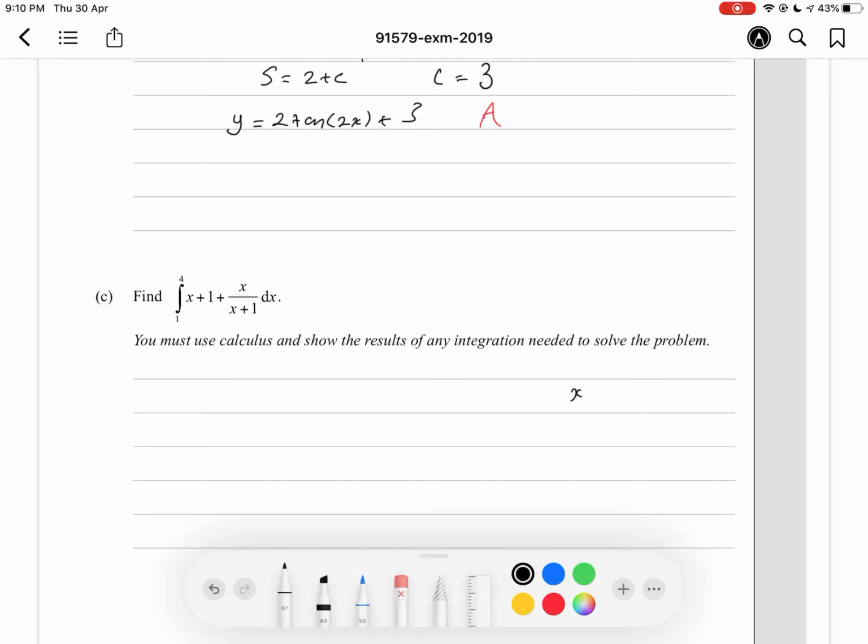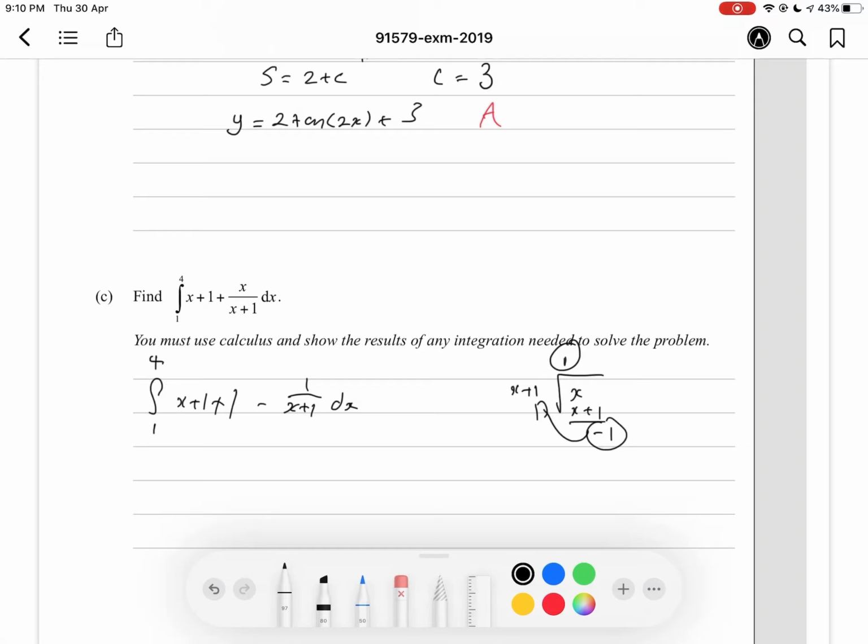So we do a quick division here. We do x divided by x plus 1. We'll put a 1, so x plus 1, remainder negative 1. So now we can split this fraction up into 1 plus negative 1 over x plus 1. So we can now say that the integral would be x plus 1 plus this 1 here, so plus 1, minus 1 over x plus 1 dx.